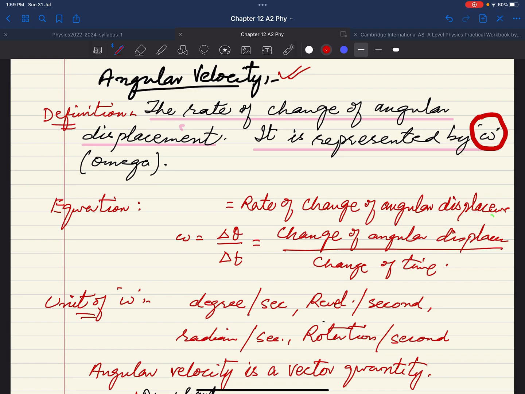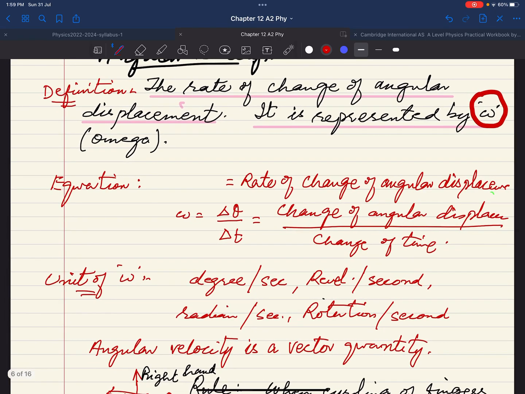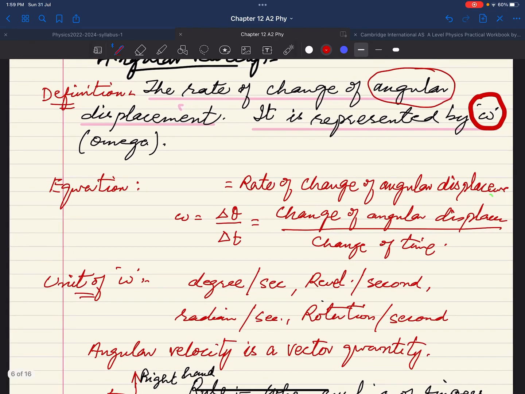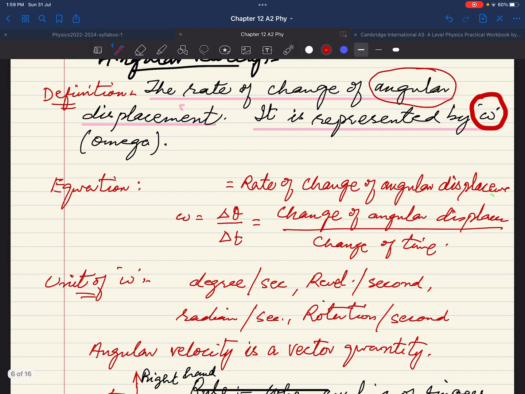The rate of change of angular displacement, as we have already discussed in linear displacement, that simply if you go from displacement to velocity, it is the rate of change of displacement, and here we have the rate of change of angular displacement. So only the difference of this word angular. And why? Because we are now dealing with angular motion or circular motion.